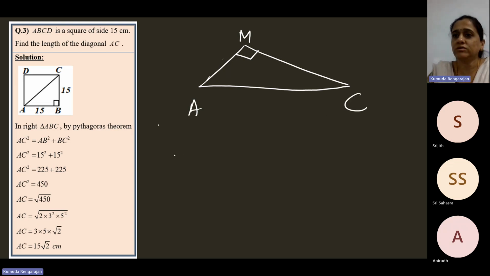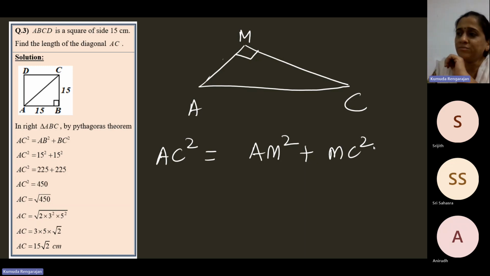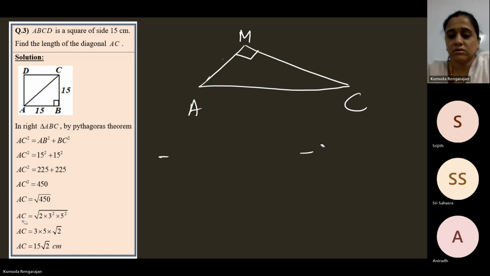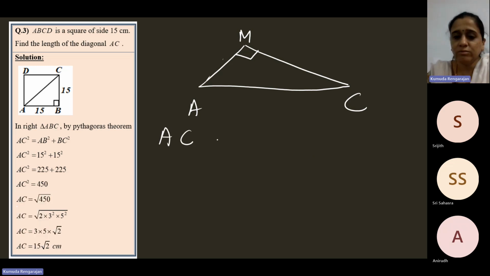Which is the hypotenuse? AC. So AC square is equal to, which are the remaining two sides? AM square, MC square. You can write MC or CM, AM or MA. So you just write the three sides. AC is the hypotenuse, put an equal to sign. The remaining two sides, AM and MC, square everything.